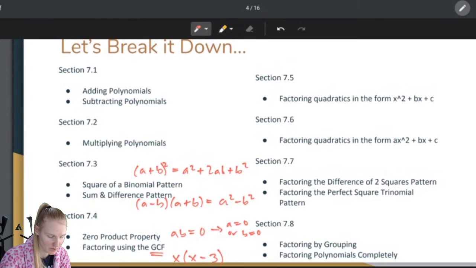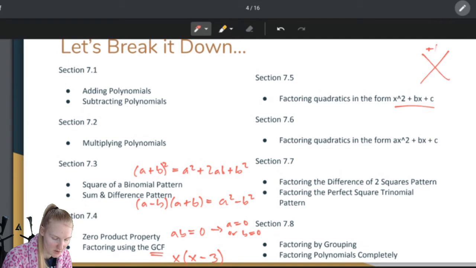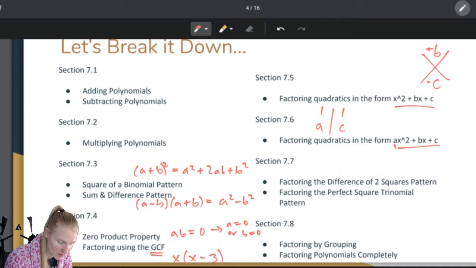Section 7.5 was factoring quadratics in this form. That was when we did our cross, and it needs to add to this number and multiply to this number. Factoring in this form, this was when we had a number in front of the x squared, and this was when we did the factors of a on this side and factors of c on this side, and we did our crisscross like that.